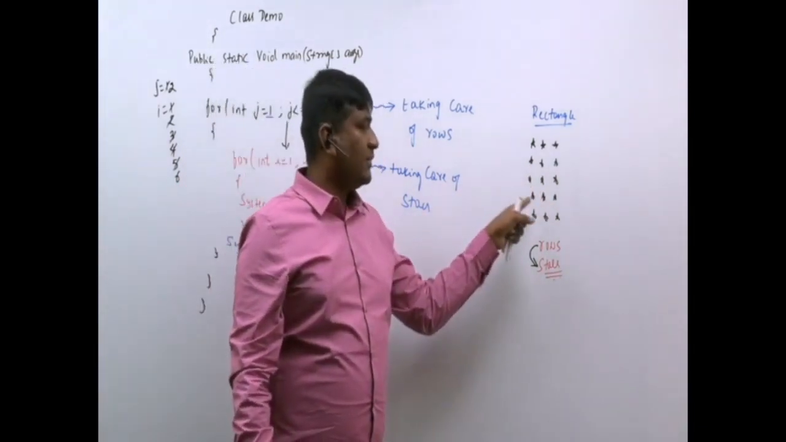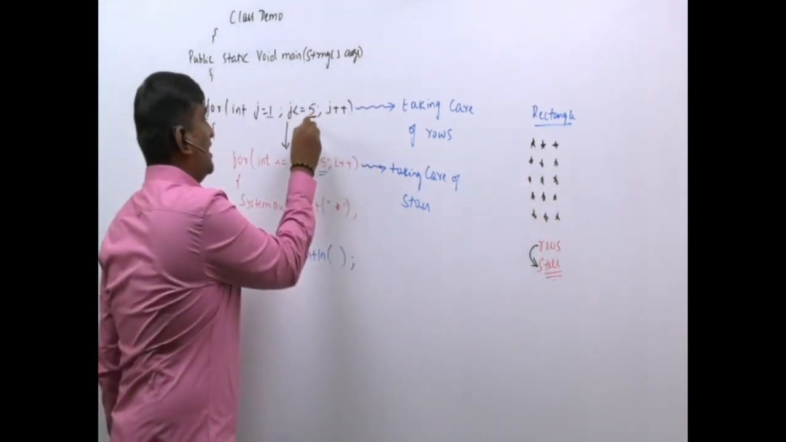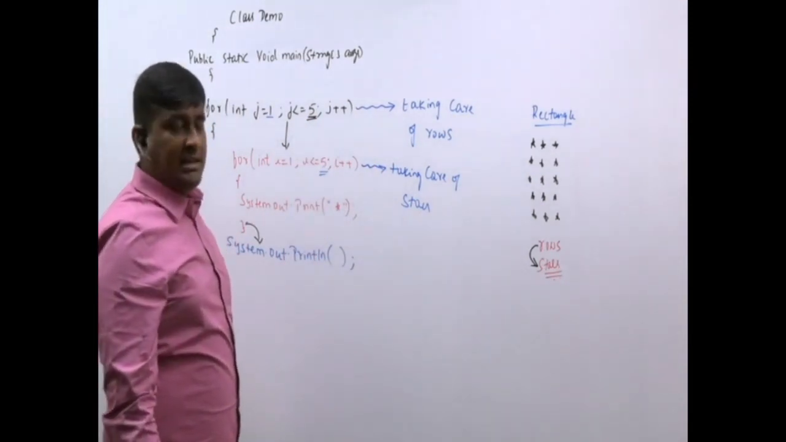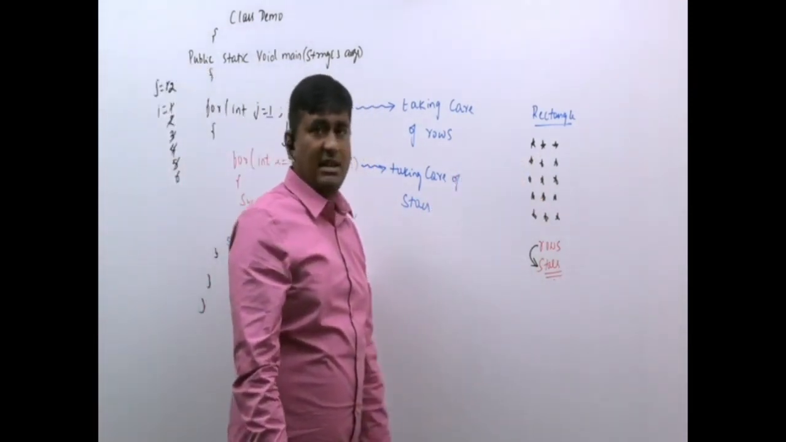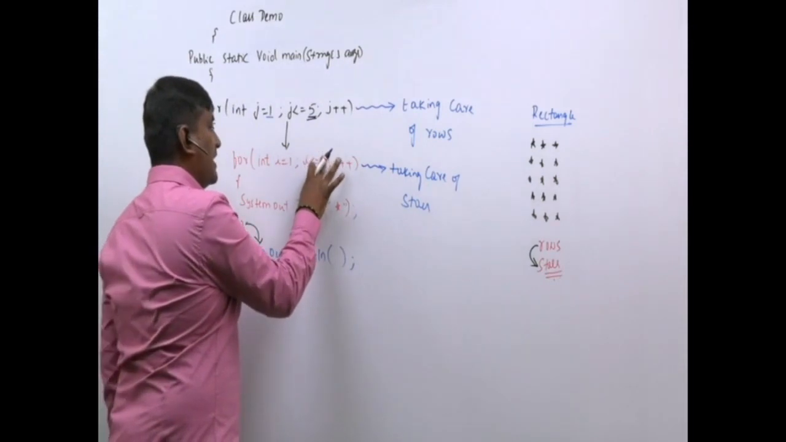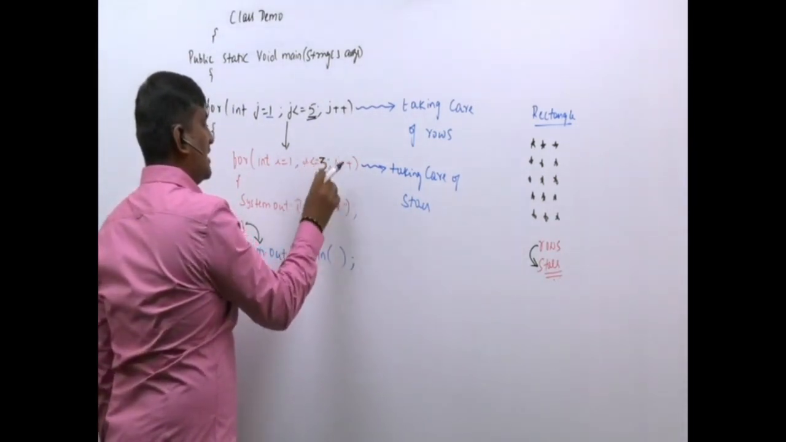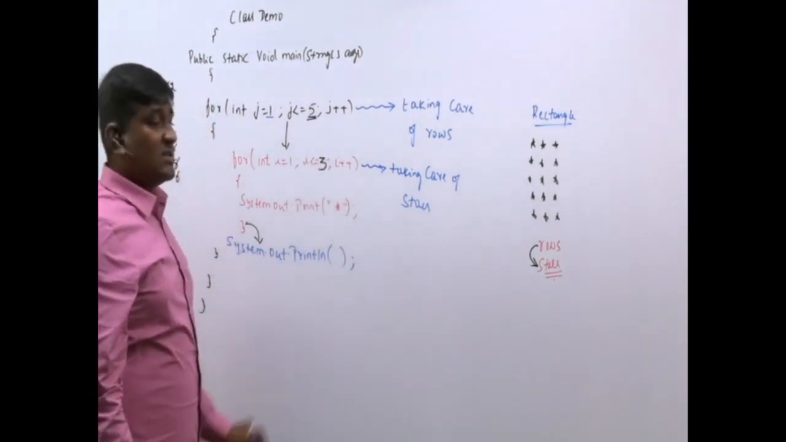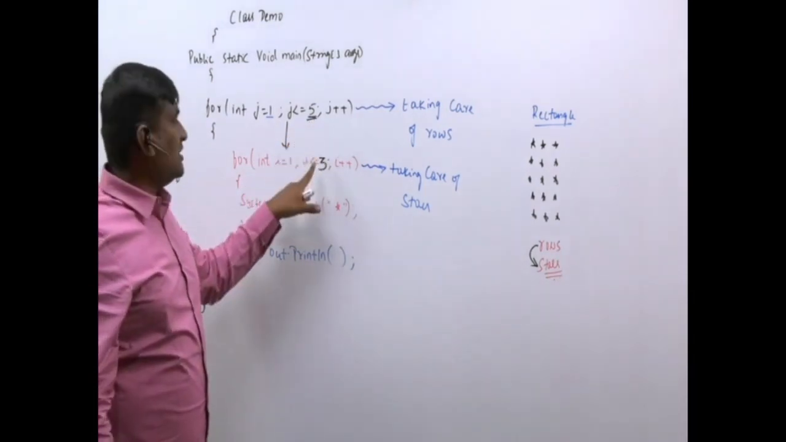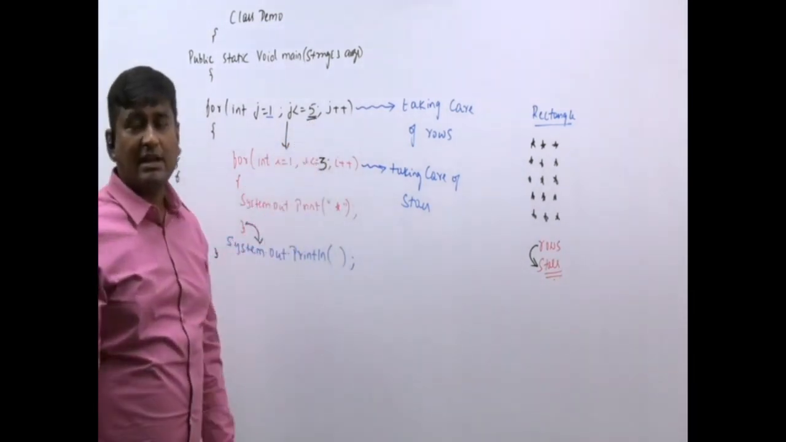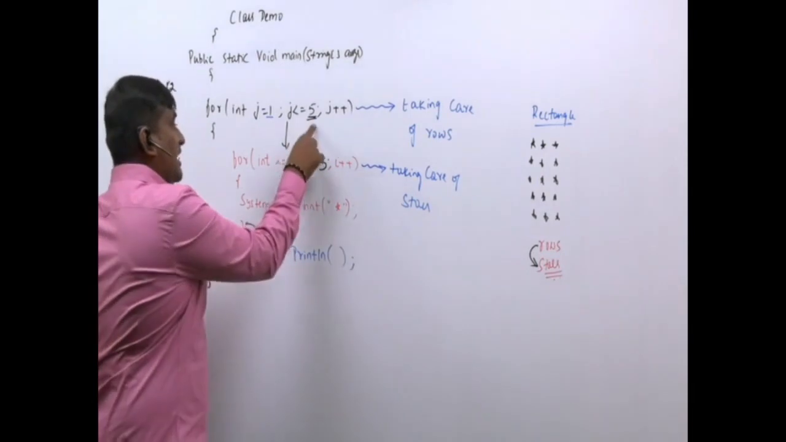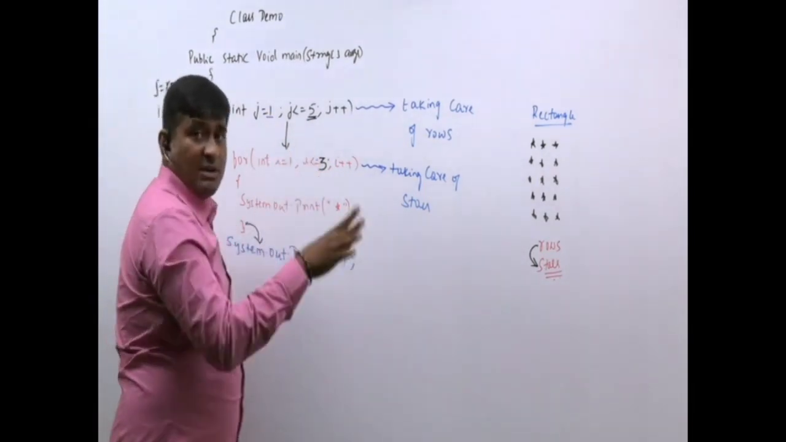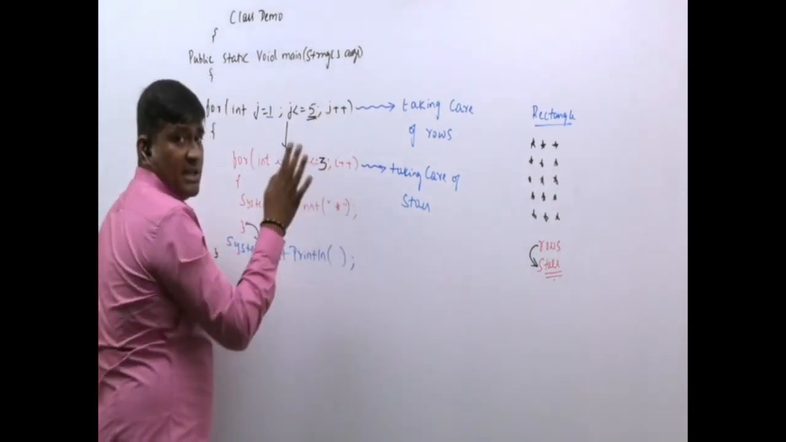Now tell me how many rows are there? 1, 2, 3, 4, 5. Hence, no need to change anything in the rows part. And tell me in each row how many stars are there? 3 stars. Hence, here instead of 5, I should write it as what? 3. This is the only one change. So basically 5 rows, in each row 3 stars. So that is only called a rectangle. Always remember, here and here if the numbers are same, you will get a square. Here and here if the numbers are different, then you will get what?